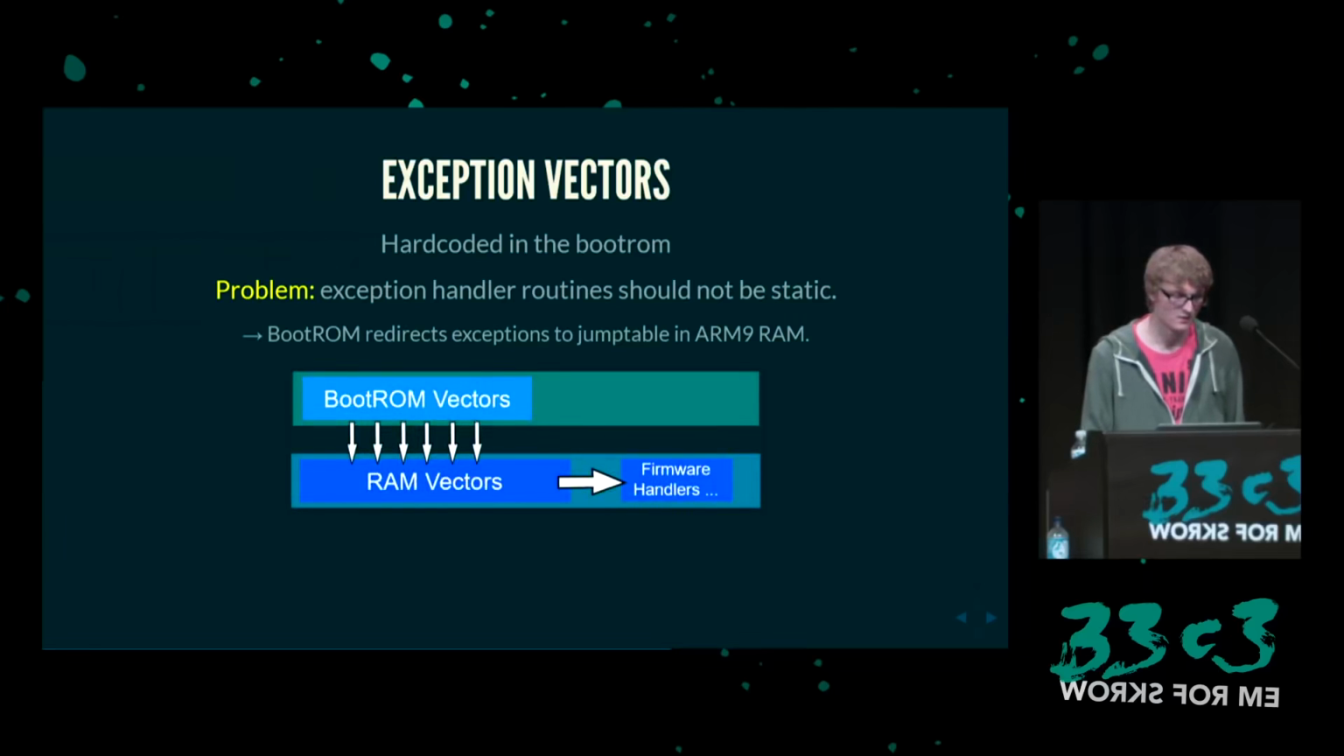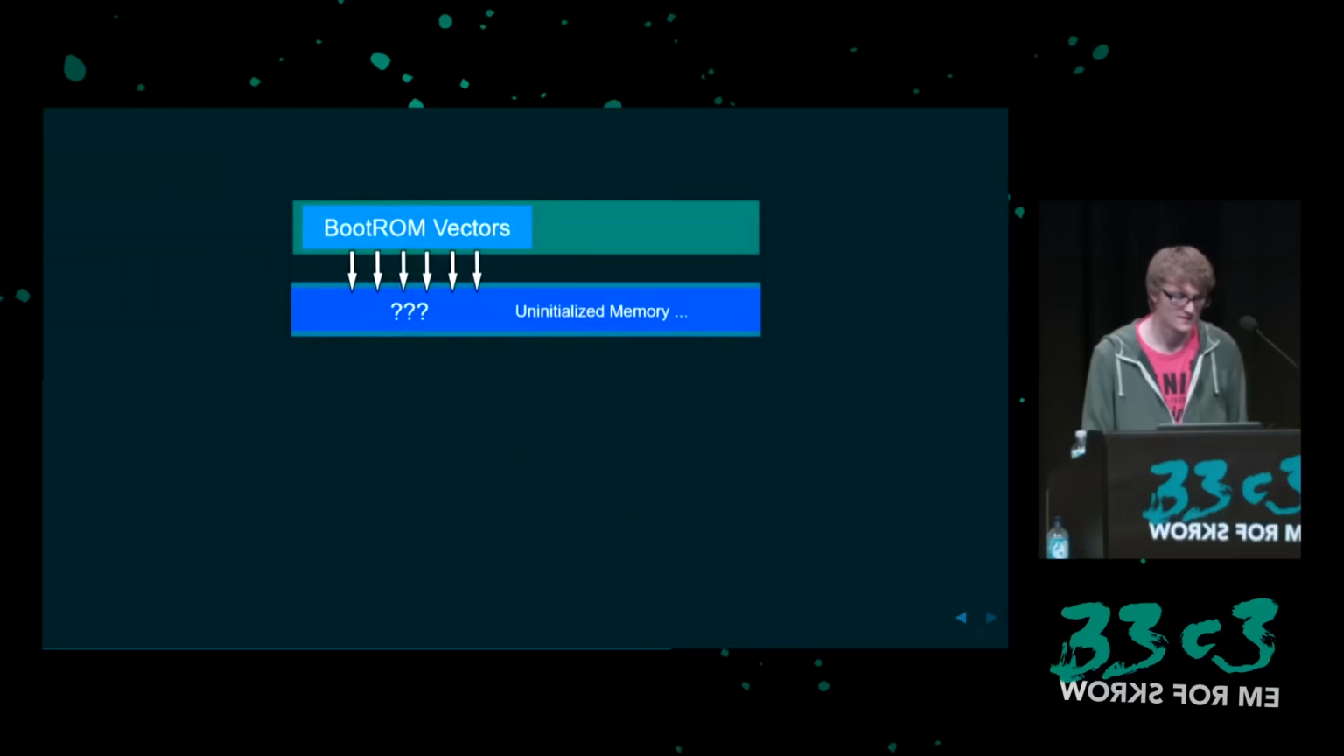So it looks like this. What you can see here, the boot ROM vectors are basically just a jump instruction to the RAM vectors, and the RAM vectors are also just another jump instruction to the actual firmware handler. And this is how things look when the firmware is running. But what about cold boot? Well, on cold boot, you get this.